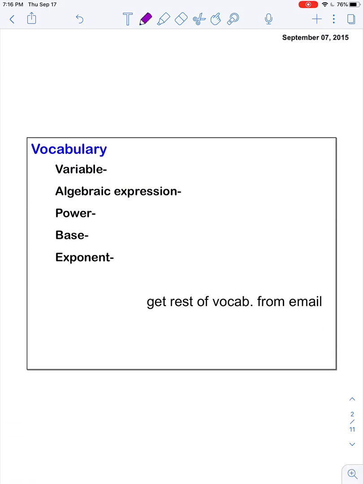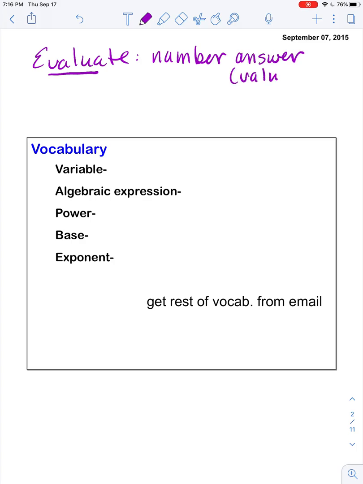So the first thing that I want to talk about is that term evaluate. The root of that word is value. So when you evaluate something, you're going to be looking at getting a number answer, a value. That's why it's called evaluate. And in order to do that, you're usually going to have to plug in a number for a variable.